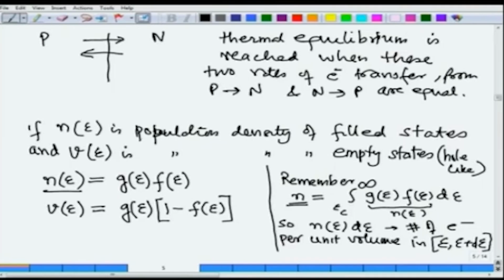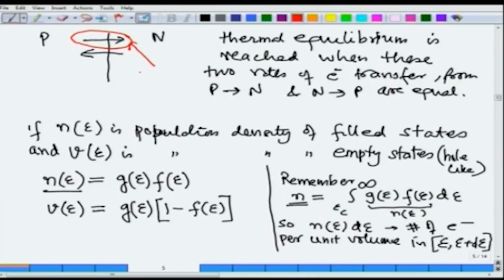Now, let us look at what would happen. What would this transfer depend on? Let us make it a red color. What would this depend on? Transfer of electrons from the p to the n side. Clearly, this particular rate would depend on two factors.